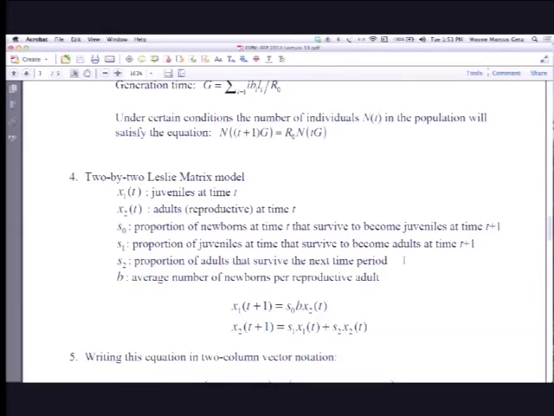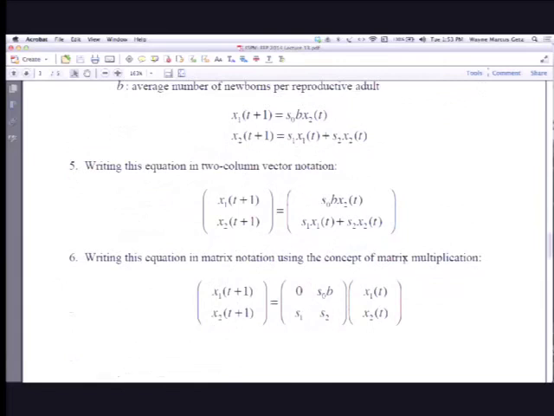But this is a very simple model. So a more complex model would take age structure into account. But the important thing about this model is that it's got 2 variables. And I can write this using what's called a 2-column notation. So I write this as x1, x2 in a column, and I put in that it's evaluated at time t plus 1. And then I can write this as a column. So all this does is it allows me to use 1 equal sign instead of 2 equal signs.